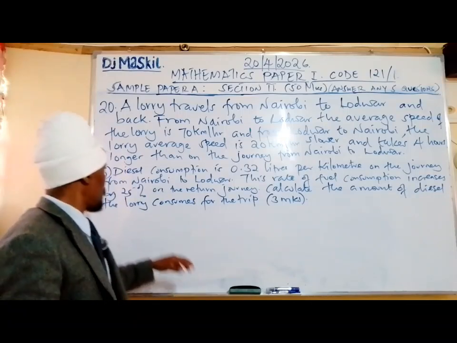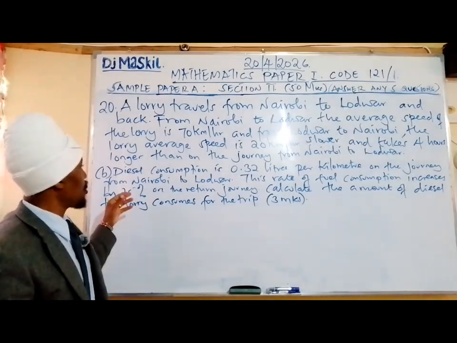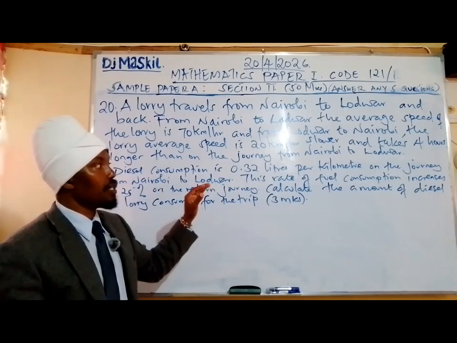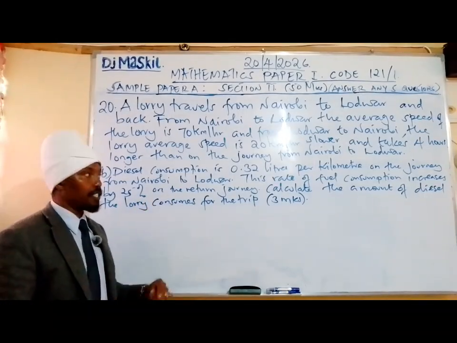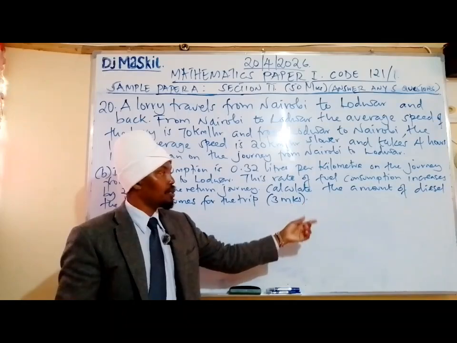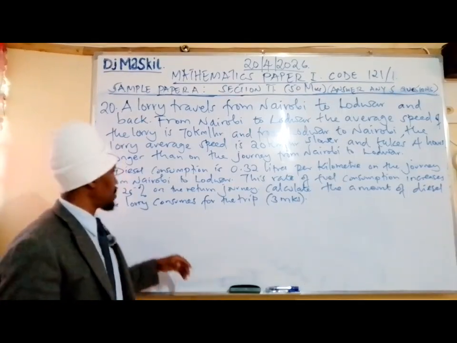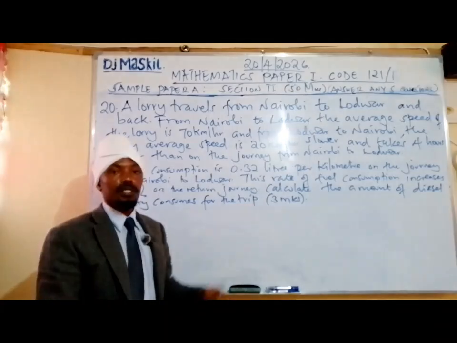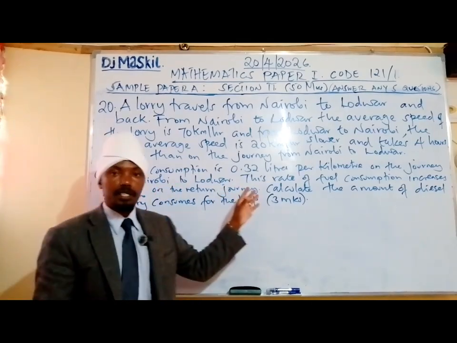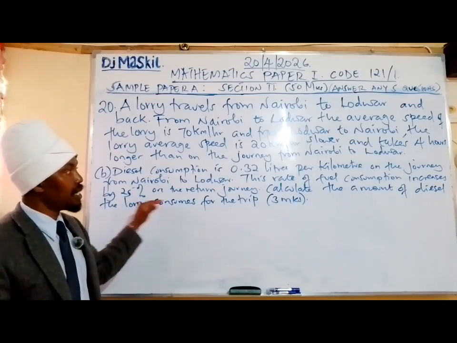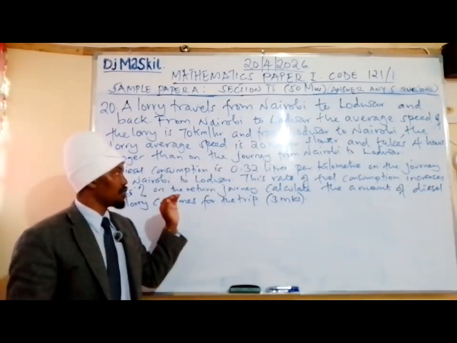So part B of the question. Diesel consumption is 0.32 liters per kilometer on the journey from Nairobi to Lodwar. This rate of fuel consumption increases by 25% on the return journey. Calculate the amount of diesel the lorry consumes for the trip.